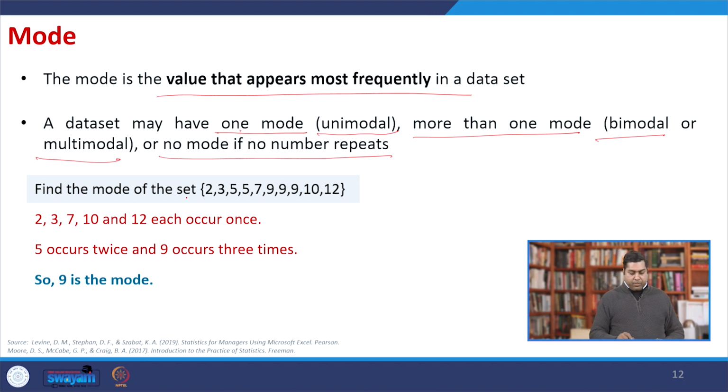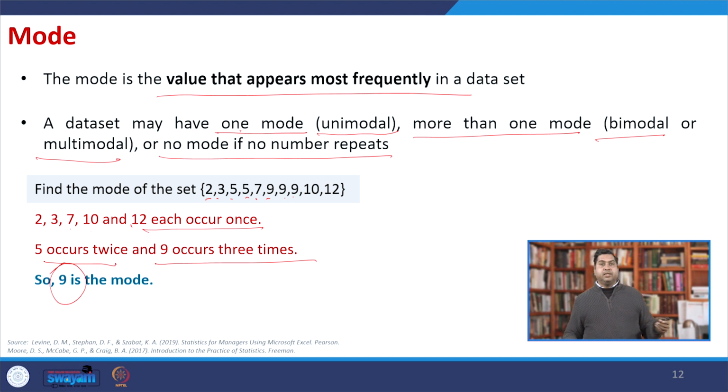Say, find the mode of this particular data set: 2, 3, 5, 5, 7, 9, 9, 9, 10, 12. In this case you can say that 2, 3, 7, 10 and 12 only occur once, where 5 occurs twice and 9 occurs 3 times. So, you can simply say that because its frequency is 3, the 9 is actually the mode of this data set. If say for example there is another 5, then it will be 5 and 9.